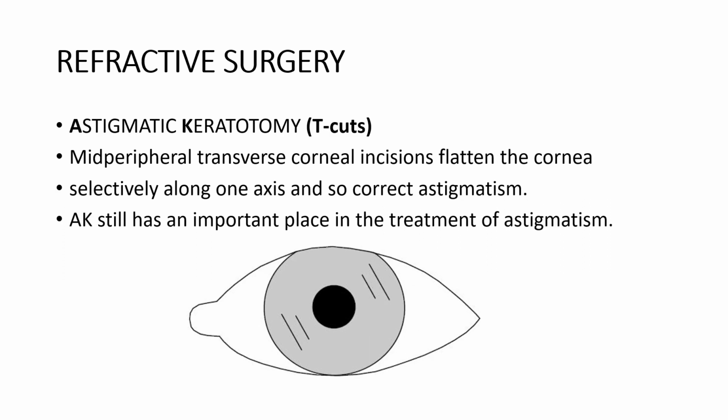Then T-cuts are also very deep cuts in the cornea, just like radial keratotomy, but they are made in a specific area of the cornea to flatten the cornea in patients with astigmatism. Some surgeons would do these T-cuts after cataract surgery in order to correct astigmatism.